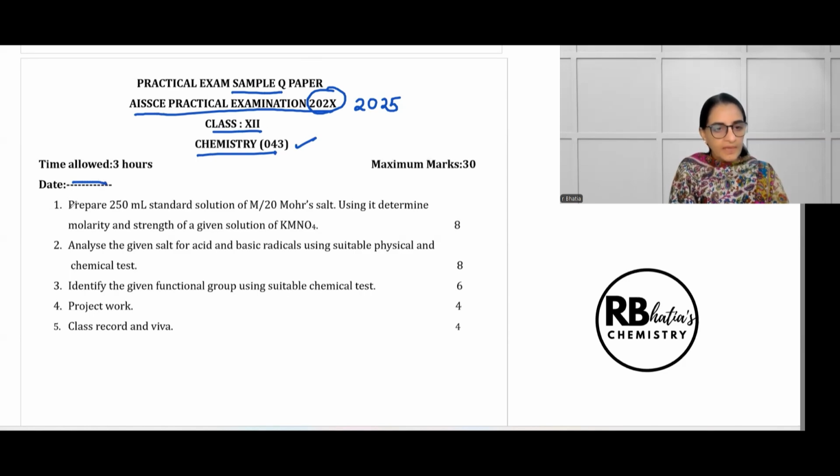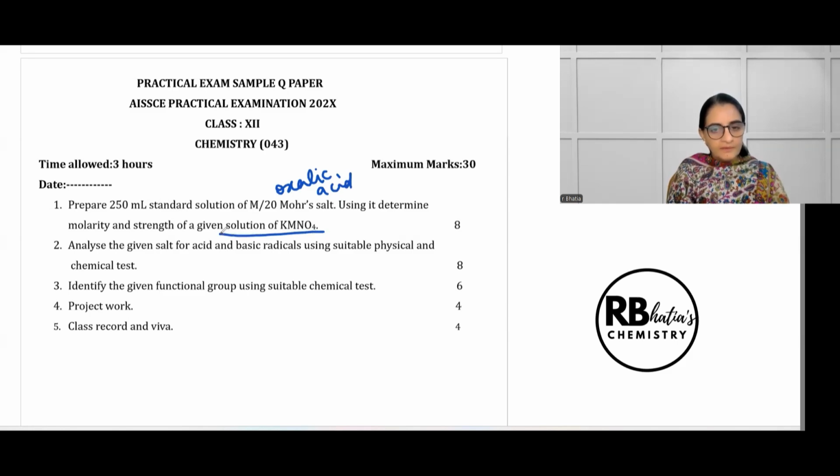Now, the questions can be like, first has to be volumetric analysis, which is for 8 marks. And the question written is: prepare 250 ml standard solution of M/20 Mohr salt. Using it, determine molarity and strength of a given solution of KMnO4. Or it could be: prepare 250 ml standard solution of oxalic acid of any given concentration, and then determine the molarity and strength of the given solution of KMnO4. Any one of the titrations out of the ones that you've done in your practical record.